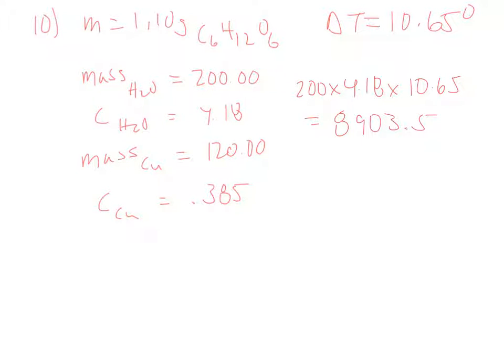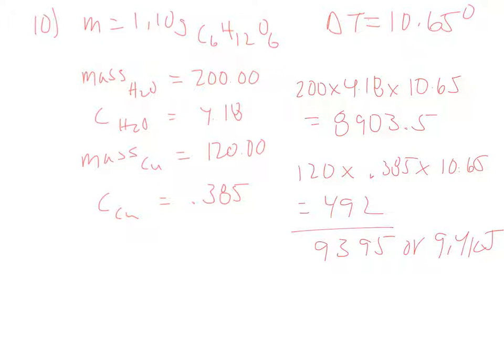But then because you have the copper calorimeter, which is actually fairly common practice, you can also calculate the energy absorbed by the copper, because we know metals are good conductors of heat. So instead of using a well-insulated container, you use the copper and then calculate the heat it would absorb as well. So 120 times the 0.385, and we'd assume the same temperature change since it's transferring the heat to water. I get 492 for the copper, and when I add them together, I get 9395, or 9.4 kilojoules. So that's my delta H when I take into account both the water and the copper. If you did just the water, not a big deal.